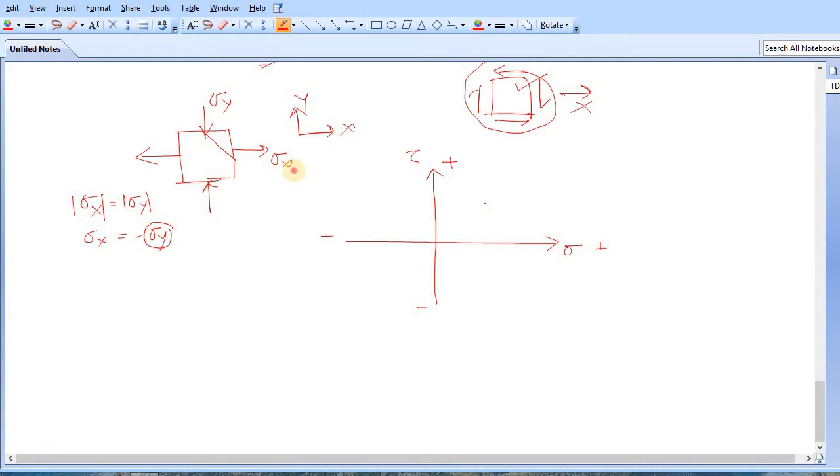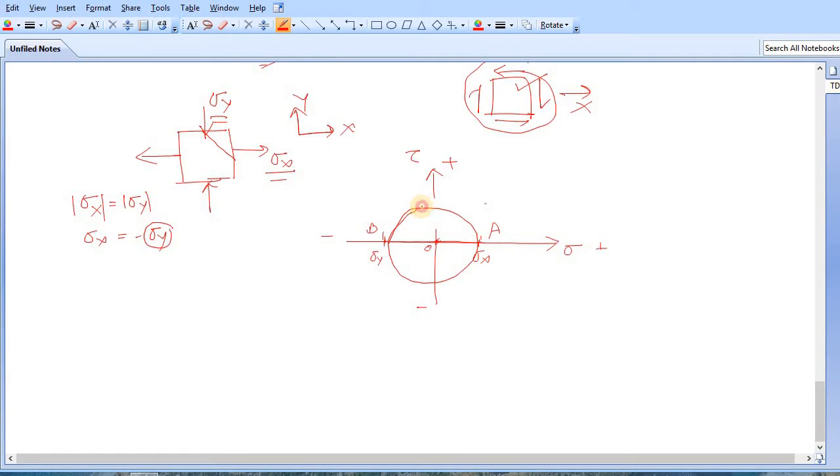So let's first plot this sigma x. Let's say this is point A. And what about this sigma y? As this is negative, you have to plot it here, and let's say this is B. The next step is to draw a circle considering AB as your diameter and the origin as your center. So let's draw it. Let me draw it properly. It will look like this.